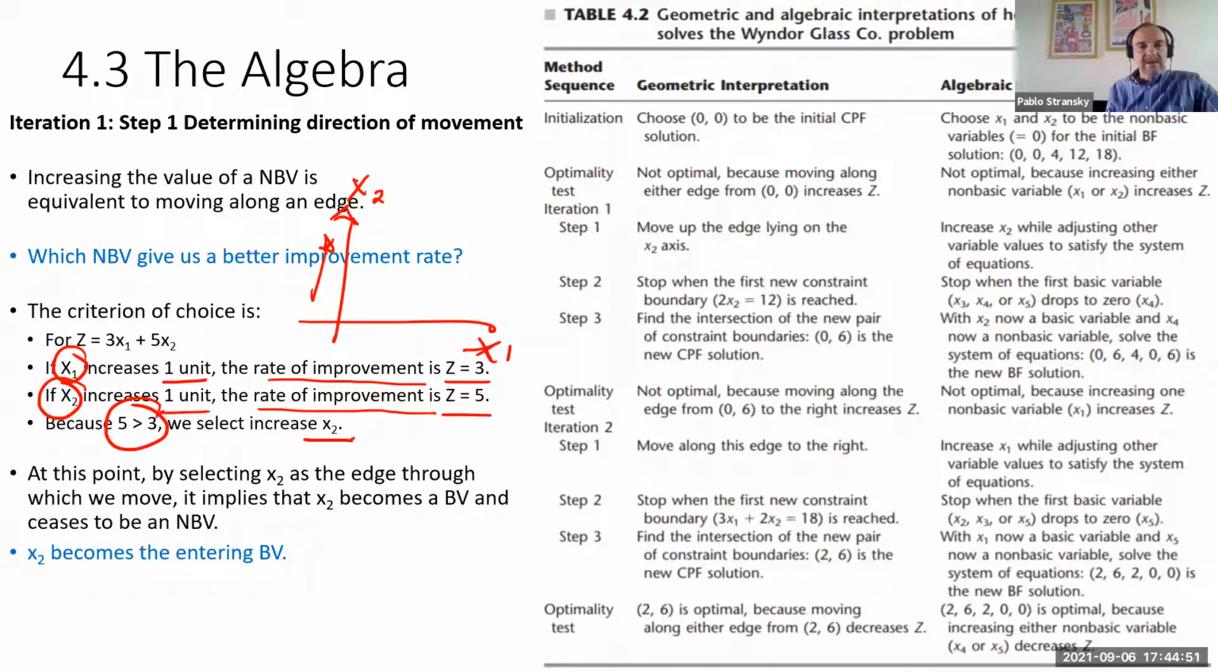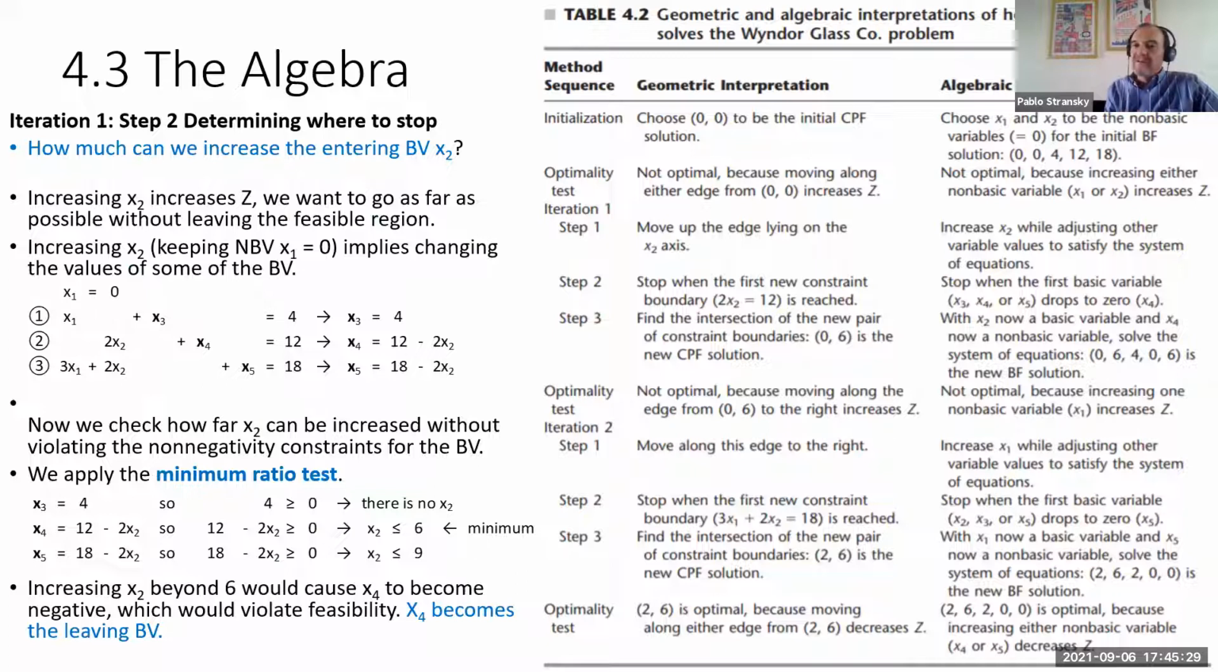Now, at this point, because we're selecting x2 as the edge through which we're going to be moving, that means that x2 will no longer be a non-basic variable. It will become the entering basic variable. That means x2 will be changing places with either x3, x4, or x5, okay? Which one we still don't know, but x2 will be swapped with one of the basic variables and become a basic variable. For step 2, if somebody has a question, raise your hand, okay?